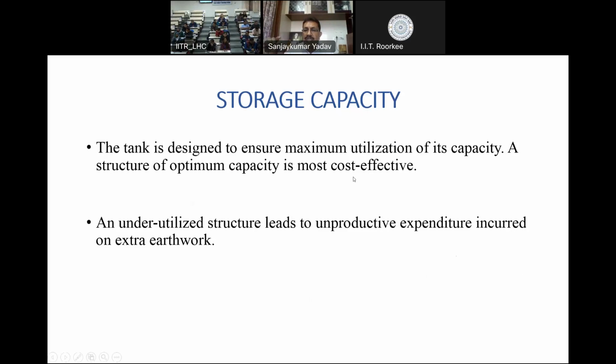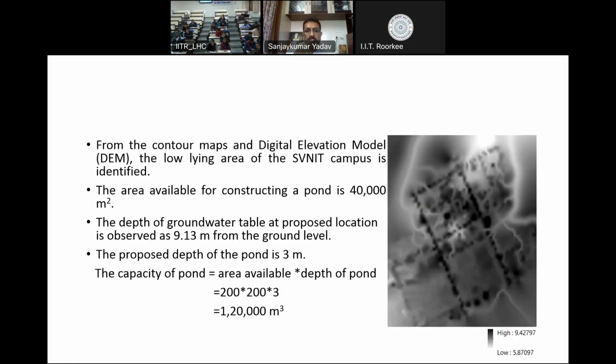Even if you want to increase the height of the pond by 30 centimeter, that is by 1 foot, it will incur lakhs of rupees of cost. So the volume or capacity of the tank needs to be worked out in an optimum manner, which becomes most cost effective. From the contour maps and digital elevation model, the low-lying area of the SVNID campus is identified. The area available for constructing the proposed pond is 40,000 square meters. The depth of groundwater table at the proposed location is observed as 9.13 meter.